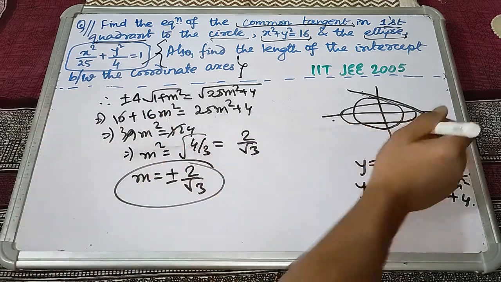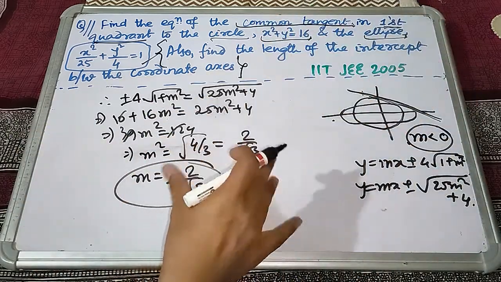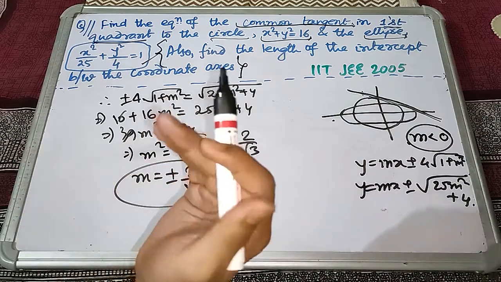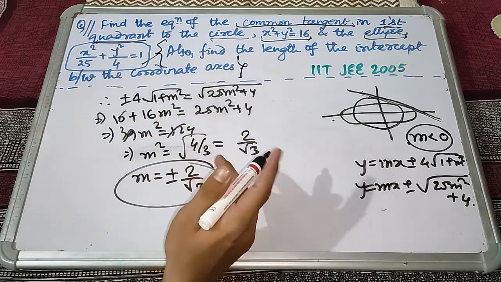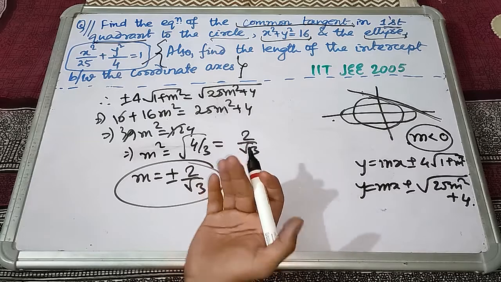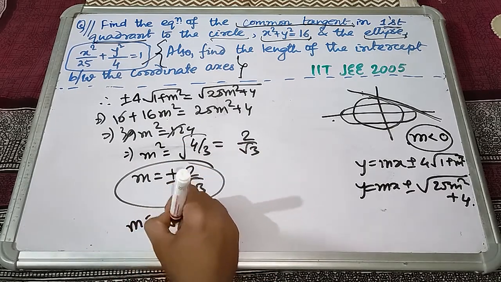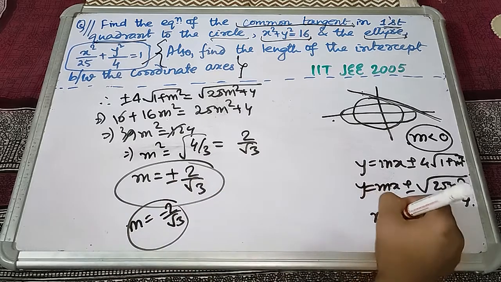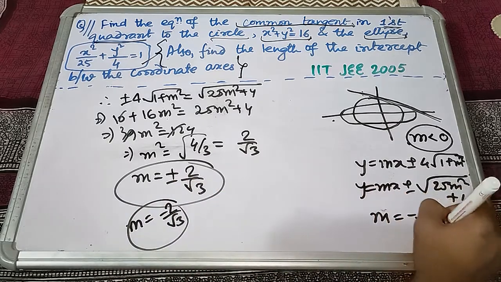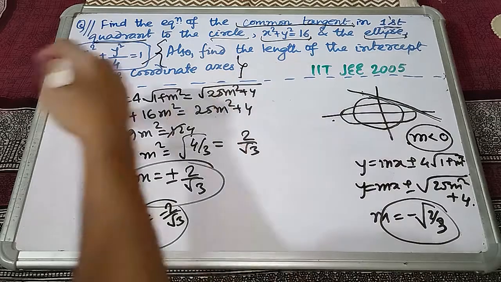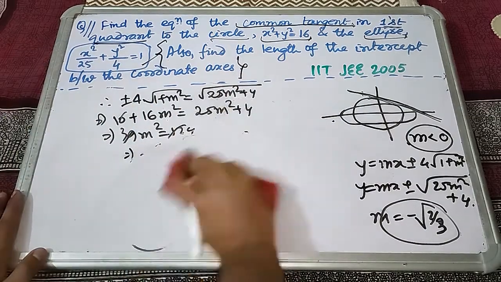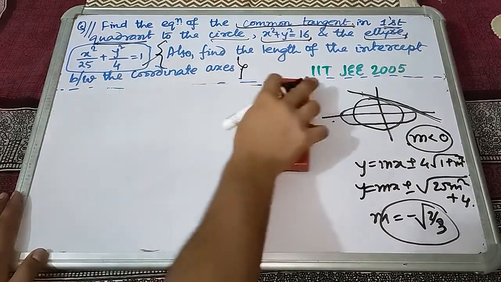If you hadn't noticed this thing, you would have been confused at this point, and that is why this is a question asked in the JEE exam. They want to confuse you, but if you are clear with your concept, there is no confusion. Therefore we select the value m = -2/√3. Very clear. Very good. 40% of the question is already done.